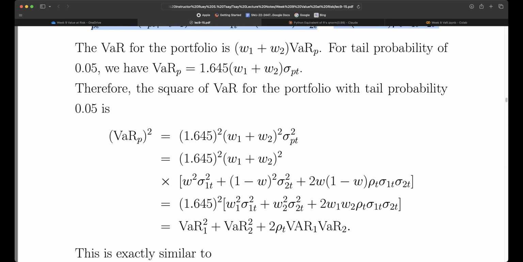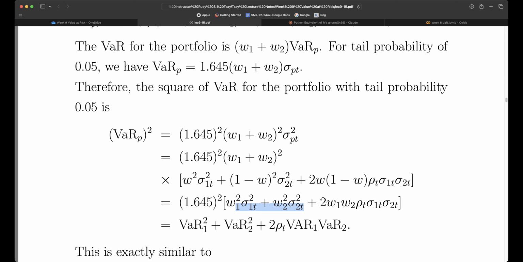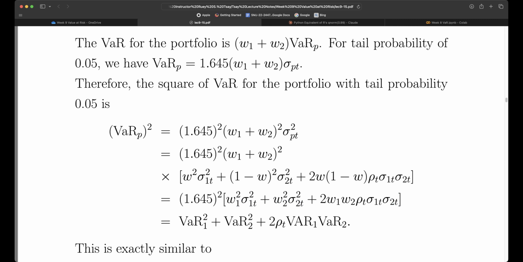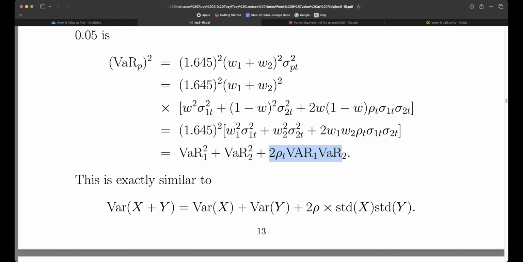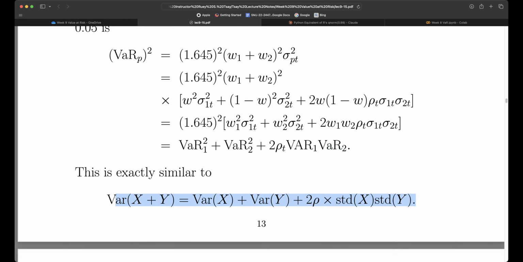And then we can expand this one, then we have this one, and then the correlation part of this one, which is similar to this one. So actually, this holds. Therefore, on the two assets, we proved this one over here.